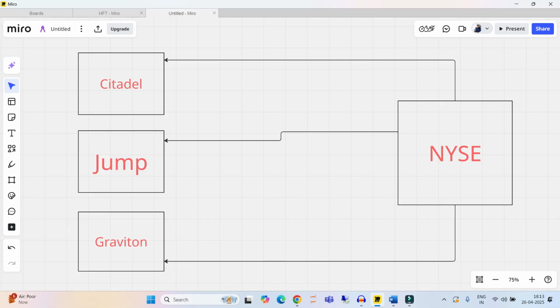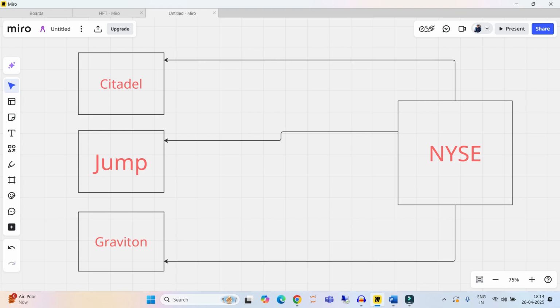Let's say Citadel is getting the data at 1 p.m. and Jump Trading will get the data at 2 p.m. No, it's not like that. If Citadel is getting the data at 1 p.m., at exactly the same time Jump Trading will also get it. So the question is, if all these firms are getting the data at the same time, whoever processes the data faster, or whoever takes the decision faster, will be the beneficiary, right?